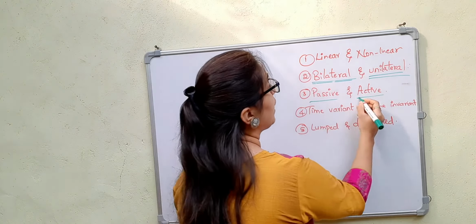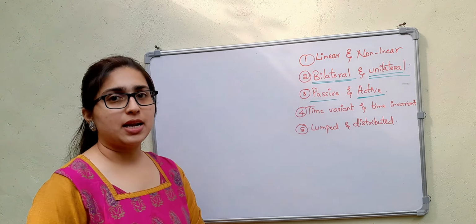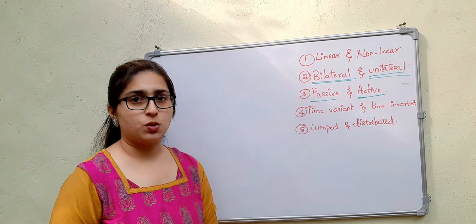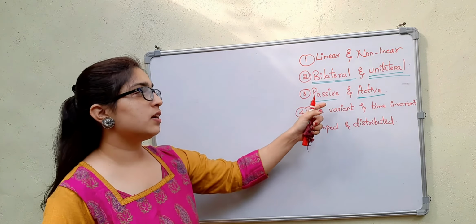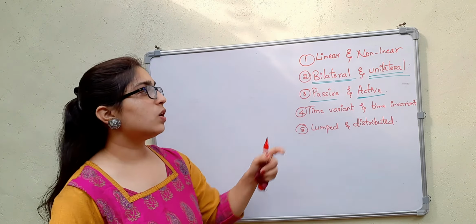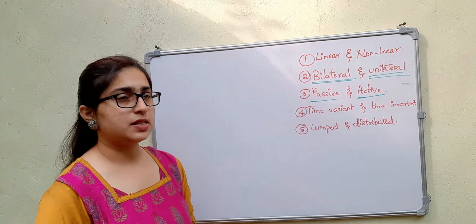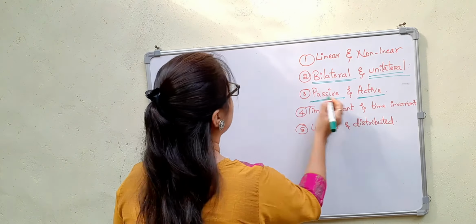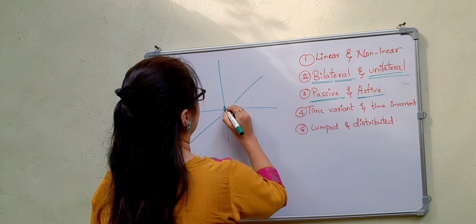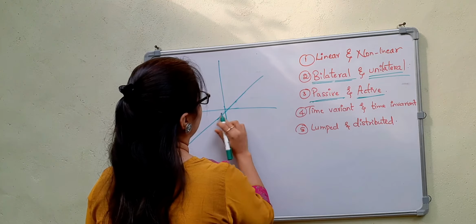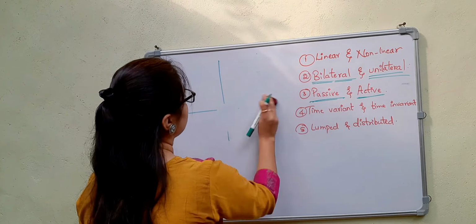Active means we can consider battery, voltage source, current source, generators. They are all examples of active elements. Resistors, inductors, capacitors are all examples of passive elements. So for passive elements, now I will consider the characteristic here. Okay, so it is passing through the origin.